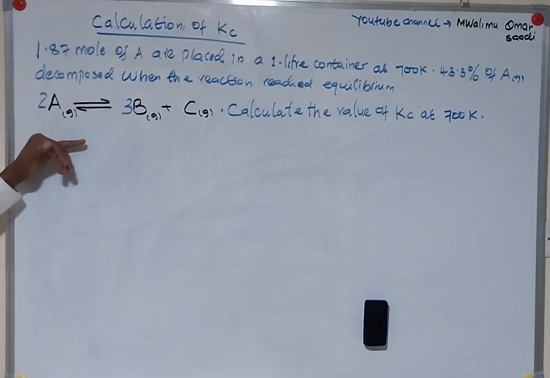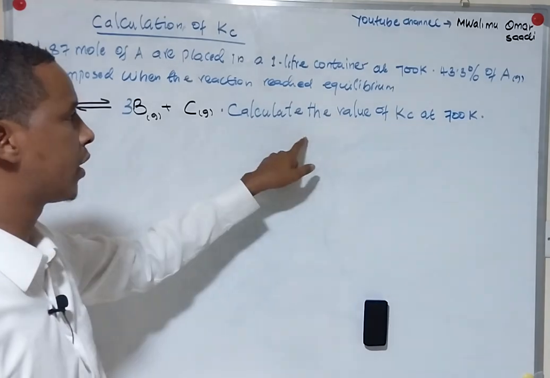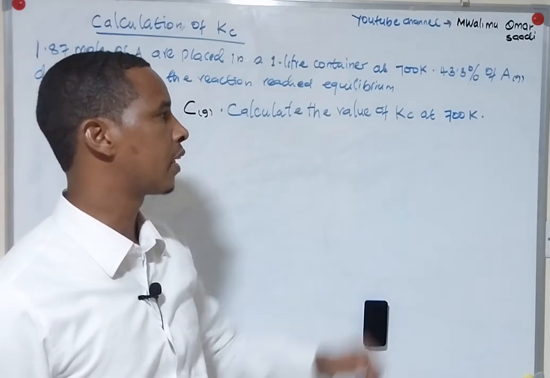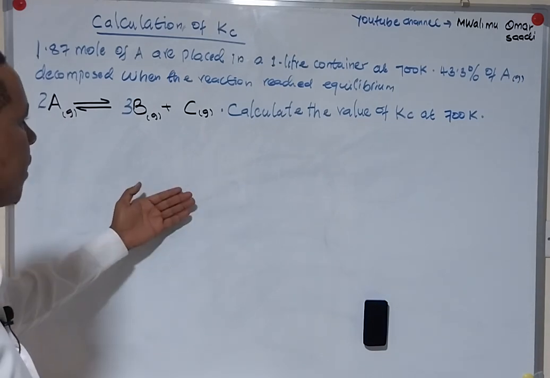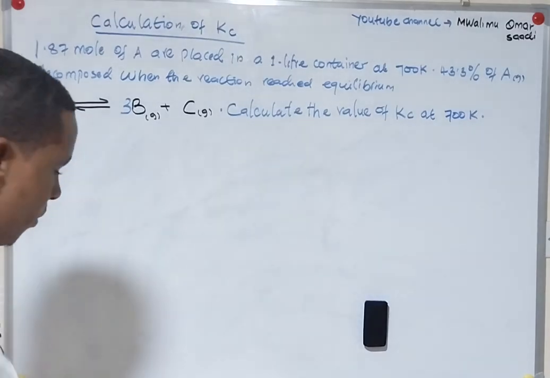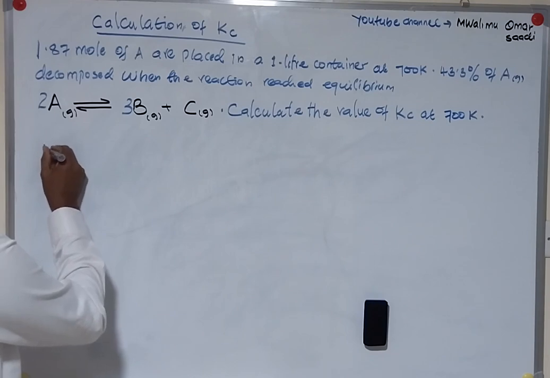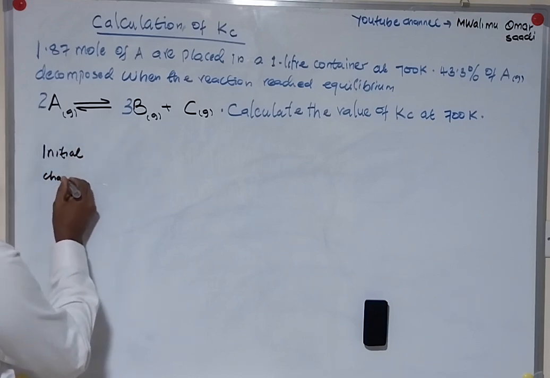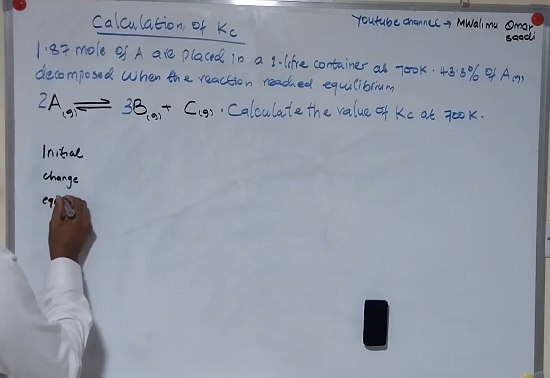So this is the equation we are given. A decomposes to form B and C. Then we're told to calculate the value of Kc at 700 K, that is the same temperature. So the first thing we'll do, let us draw the ICE table. We first draw the ICE table, that is initial, change, and equilibrium.